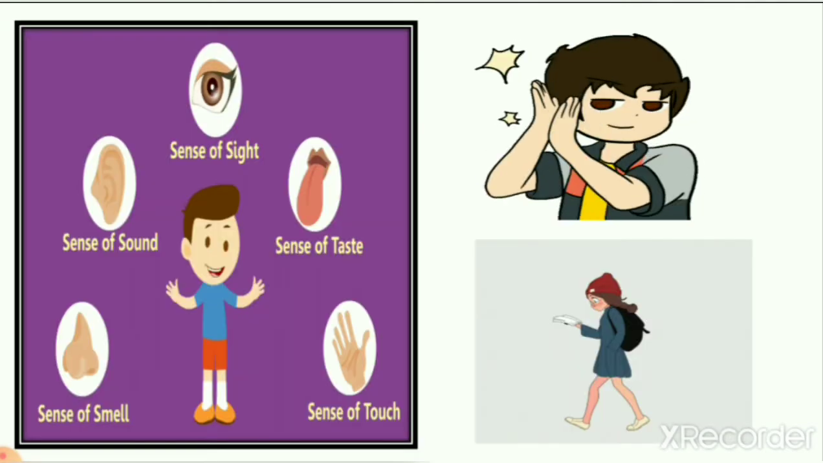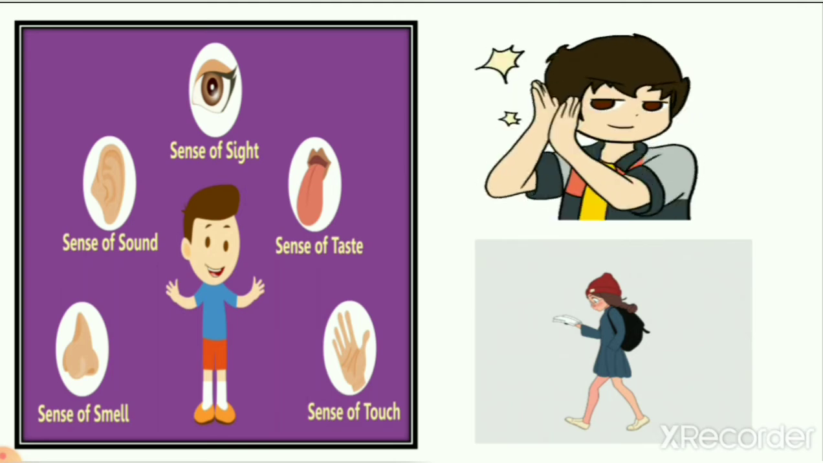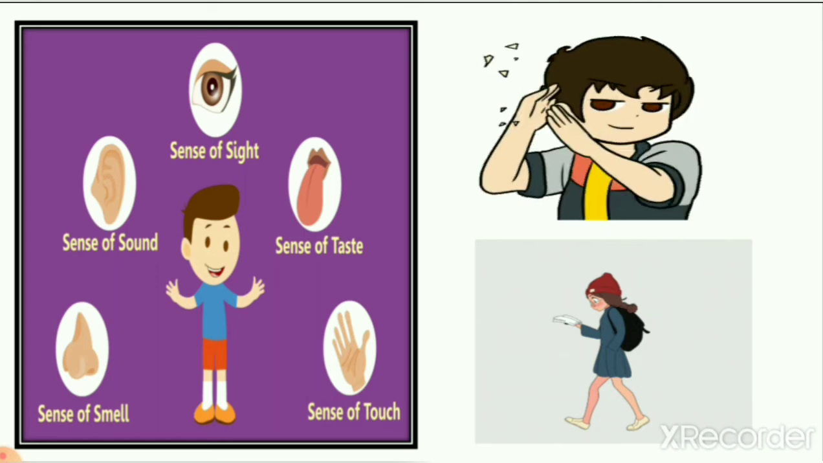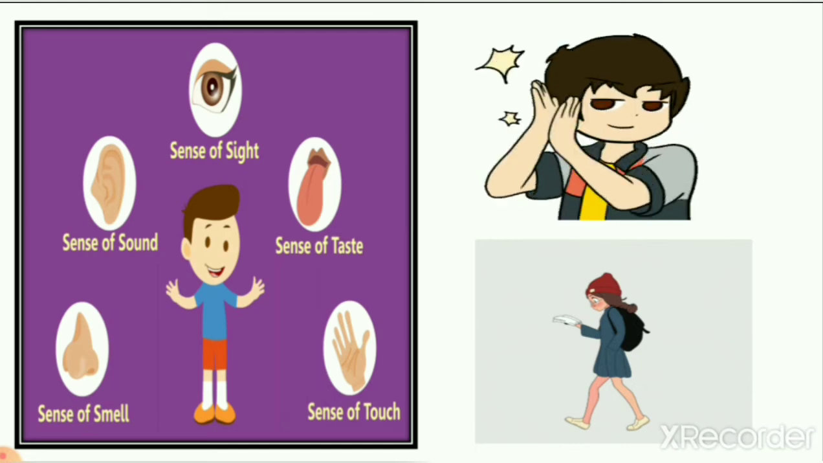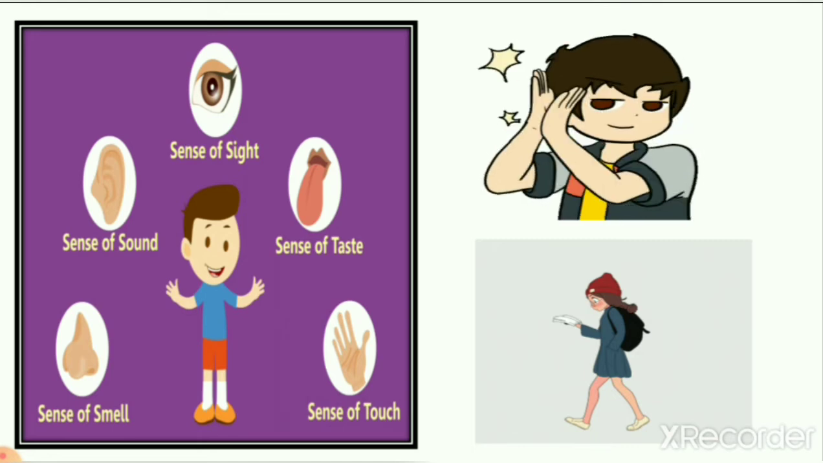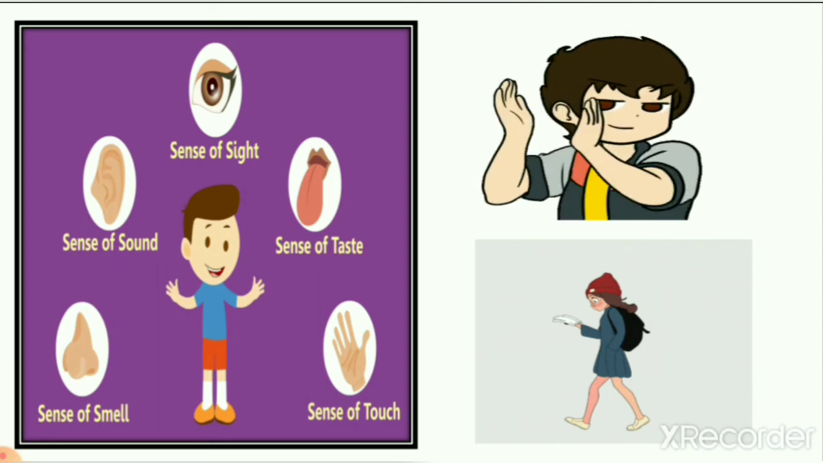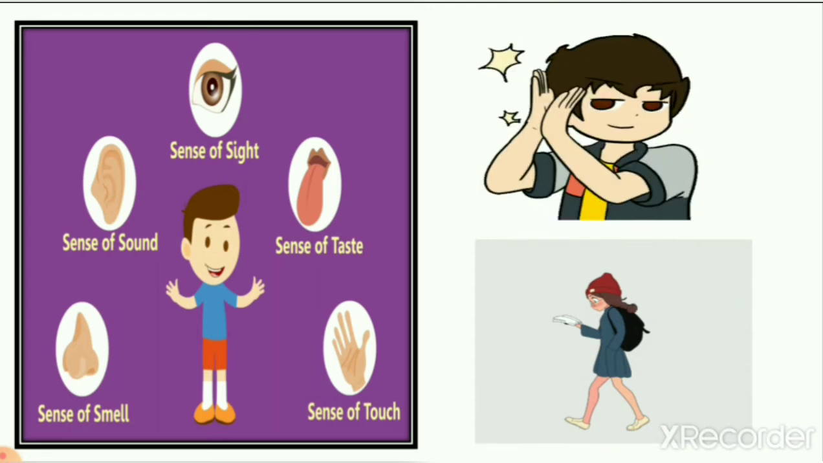So first let's see the picture. In the first picture you can see 5 sense organs, right? So which are they? Eyes, nose, ears, tongue, skin, right? So we all are using eyes to see things, ears to hear things, tongue to taste and speak, skin to feel, touch, right? And nose for smell. And in the second picture you can see one boy is clapping. So we are using our hand in clapping.